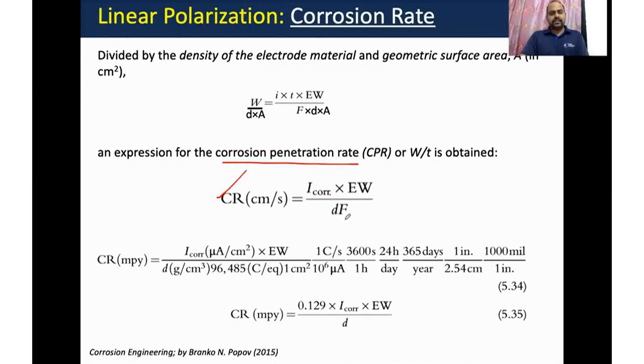If you are interested in calculating the corrosion rate in mile per year, which is the more general formula, you can use the formula 0.129 multiplied by I corrosion into EW, the equivalent weight, divided by the D. The equivalent weight of a material is known, D is known. You just calculate the I corrosion, and you can get the value of CR.